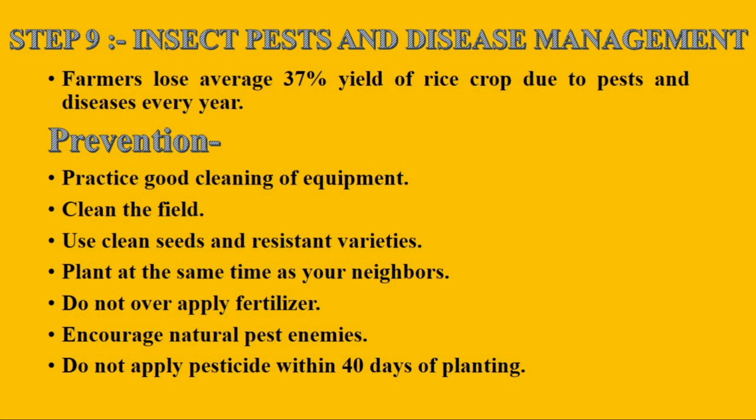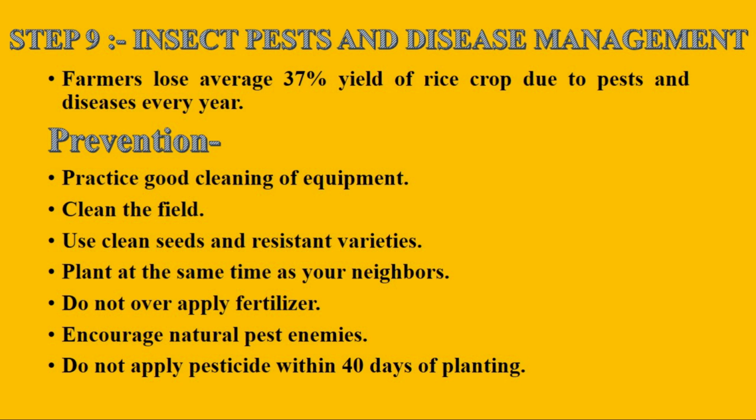In addition to good crop management, timely and accurate diagnosis can significantly reduce losses. The best control for pest and disease problems is prevention. To limit pest and disease incidence in rice crop, practice good cleaning of equipment. Clean the field between seasons by managing stubbles and ratoons and by maintaining and repairing bunds. Use clean seeds and resistant varieties.